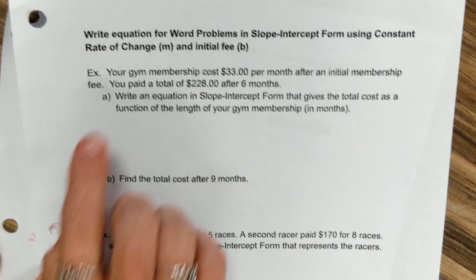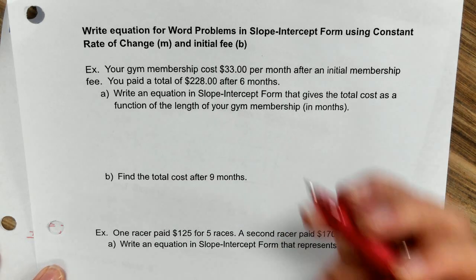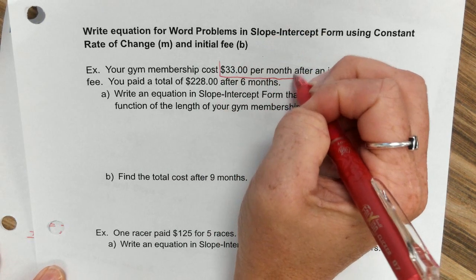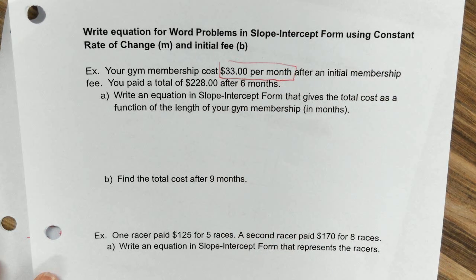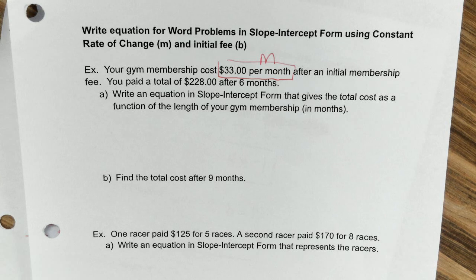All right, here we go. Your gym membership costs $33 per month. What is? Give me more. You're almost right. That's the slope. That's the slope, which is the... rate. What letter is that? The m. Y'all were all right by saying slope and rate.